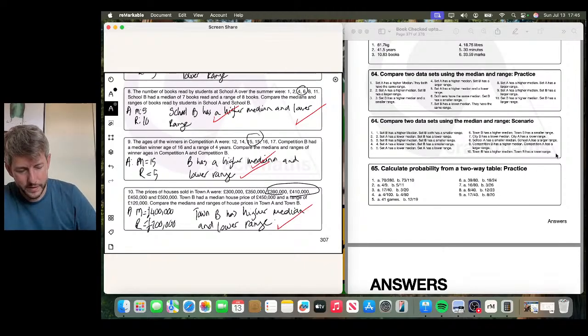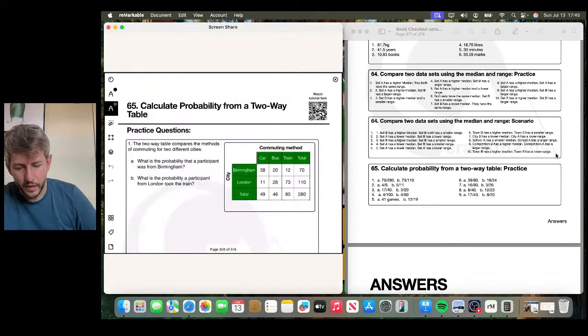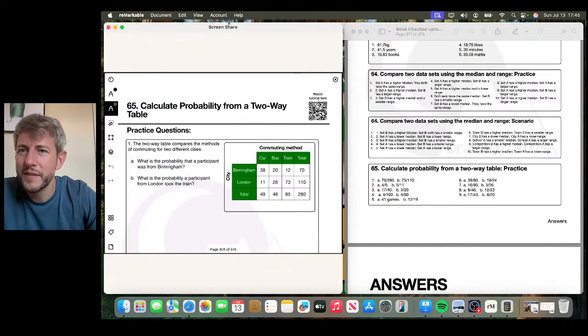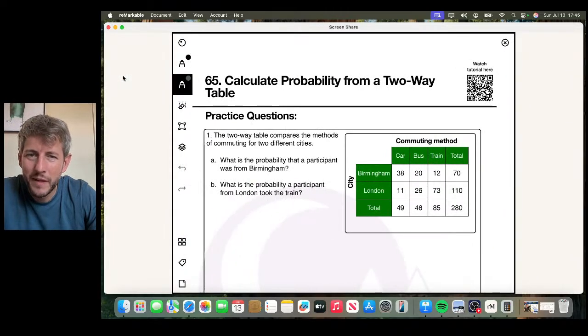Wonderful. Right, so the next topic. I actually really quite enjoy two-way tables. So that's going to be nice for the next bit.